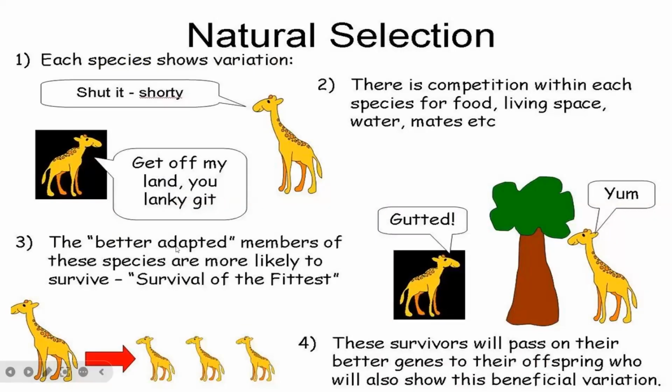The better adapted members of the species are more likely to survive. This is called survival of the fittest. This one is better adapted, this one is less adapted, so this one will survive. Now, these survivors will pass on their better genes to their offspring, who will also show this beneficial variation. From this, all the giraffes will have long necks, because this one is passing on the genes.